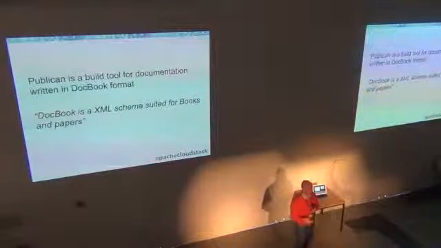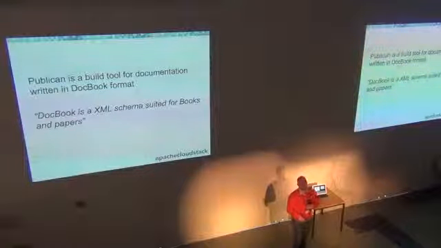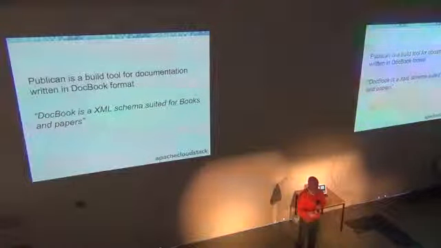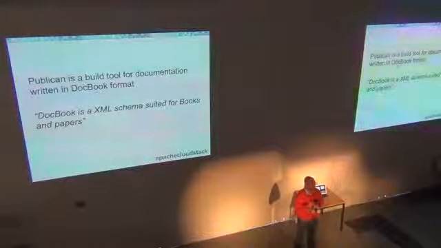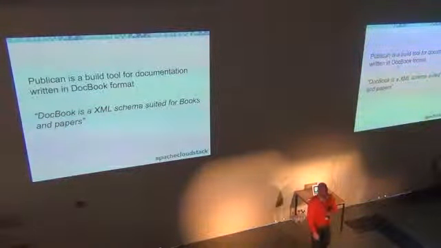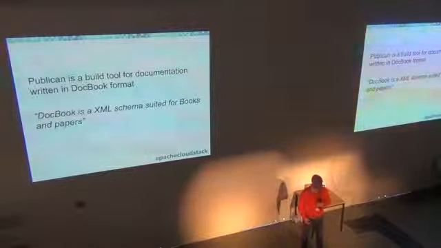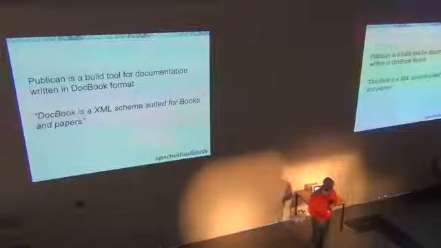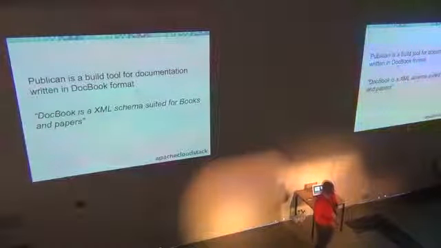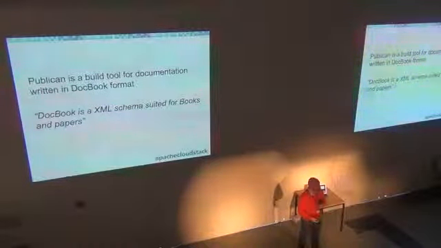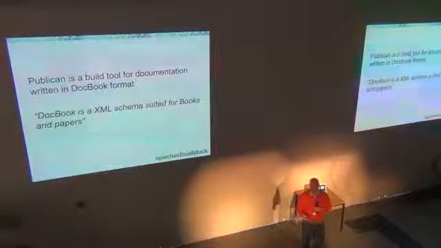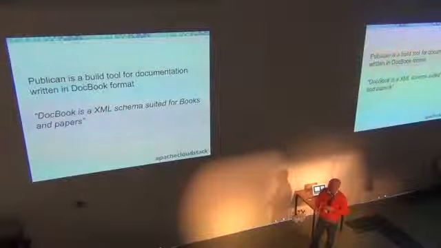Publican is basically a build system for your documentation. You write everything in that DocBook format, and then you use Publican to actually create the PDF, the HTML, and so on. And DocBook is basically just an XML schema. I'm not going to bore you with XML, but if you're trying to write in XML, that's going to be a challenge. That was the biggest hurdle for the guys trying to write documentation.